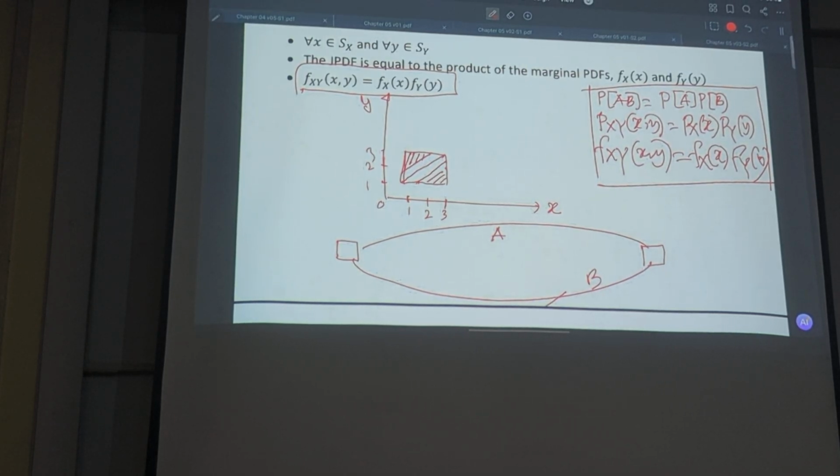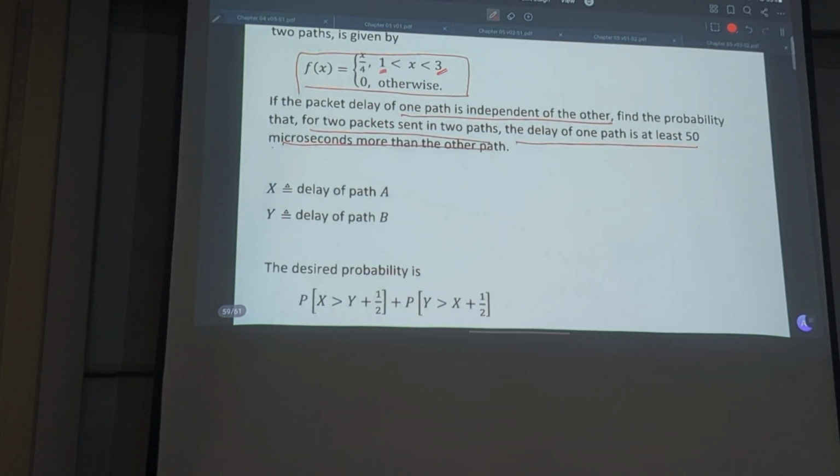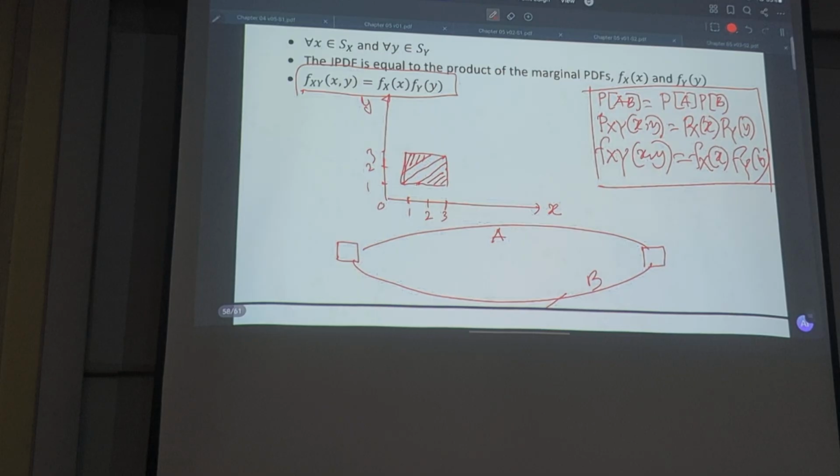So what we need to calculate is probability, right? The probability that we need to calculate is either x is greater than y plus half, or the probability that y is greater than x plus half. Both of these are identical since the distributions of x and y are the same. So can we write this? Yes or no? So this region actually is this region.